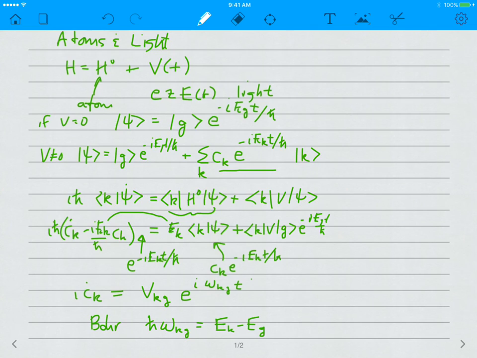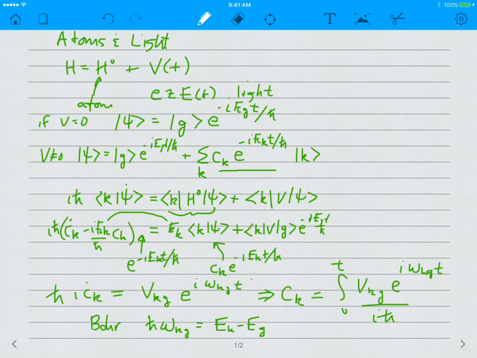All right, and so now if we want to solve our equation here, that implies that c_k, oh, I forgot an h bar over here, is the integral from 0 to t of V_kg e to the i omega_kg t, and we need a 1 over i h bar.